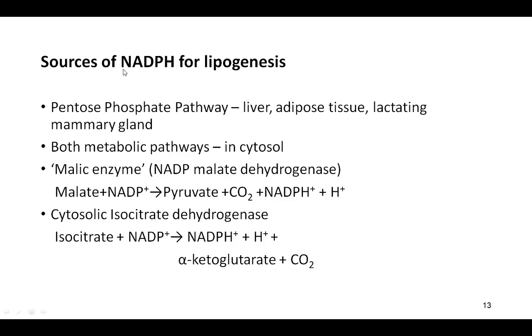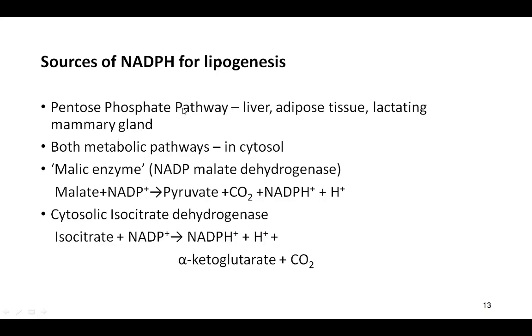Now, what are the sources of NADPH for lipogenesis? Fatty acid biosynthesis is also known as lipogenesis, synthesis of lipid, right? So first, I told you the pentose phosphate pathway. So where all does it happen? In liver, adipose tissue, and lactating mammary gland, and most of the fatty acid biosynthesis happens in liver and adipose tissue.